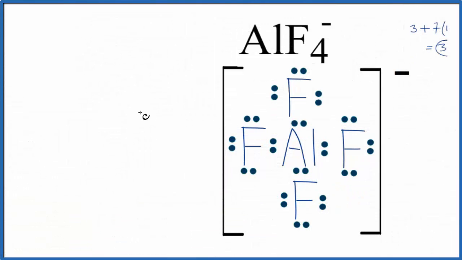If you use the AXE notation to figure out the molecular geometry, A is the central atom, the aluminum. X, that's the number of atoms around it. We have 4 fluorines. And then E, that would be the number of lone pairs. And there are 0 lone pairs. So we could look this up in AX4. That's a tetrahedral molecular geometry, just like we found before.